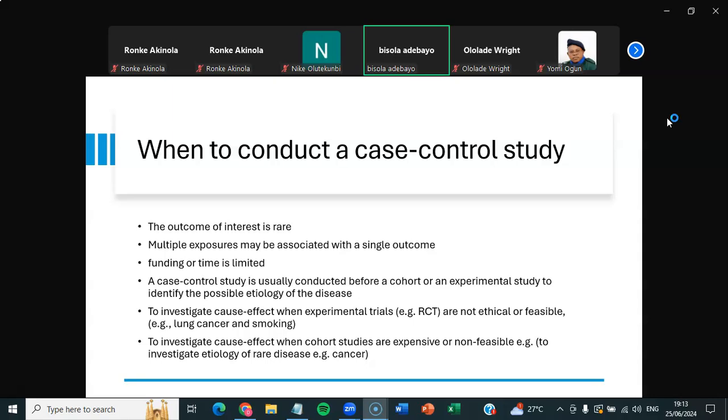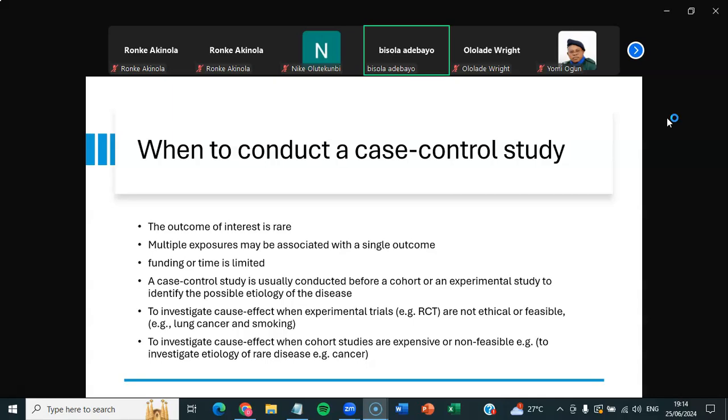We know we're looking for cases that are available, so we don't have to wait for people to develop it. We can go retrospectively, look at registers, look at registries, and then try and find out cases that exist. And then we now select our controls. And then the other thing is that we're already working from the outcome. We can find multiple exposures.